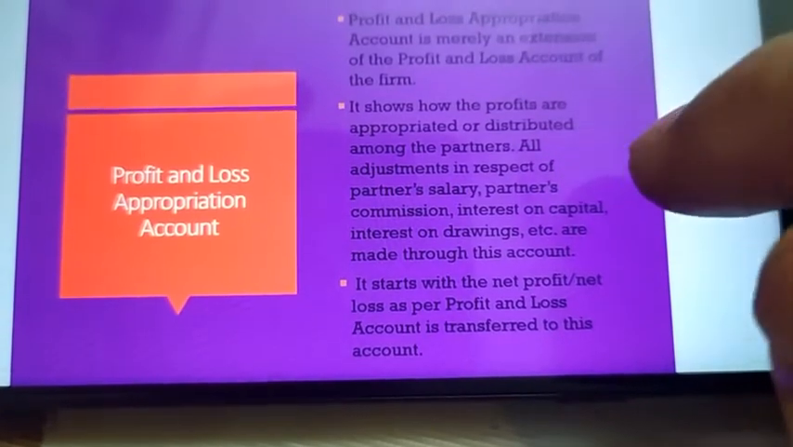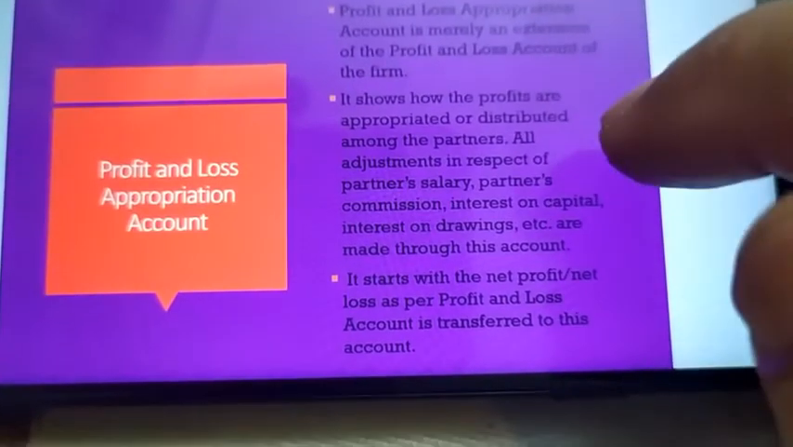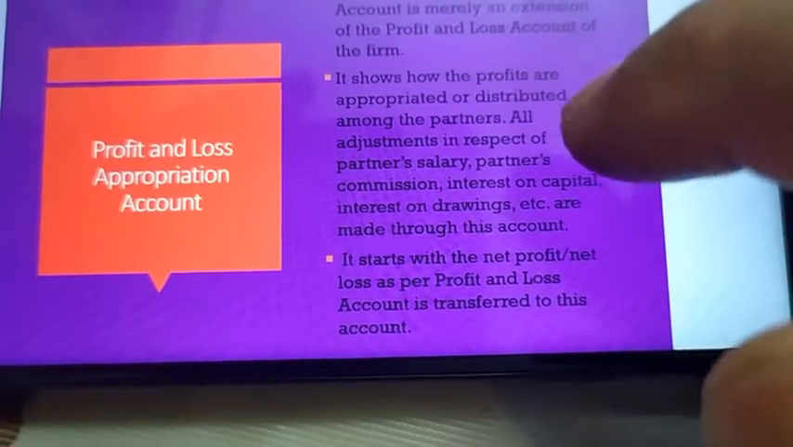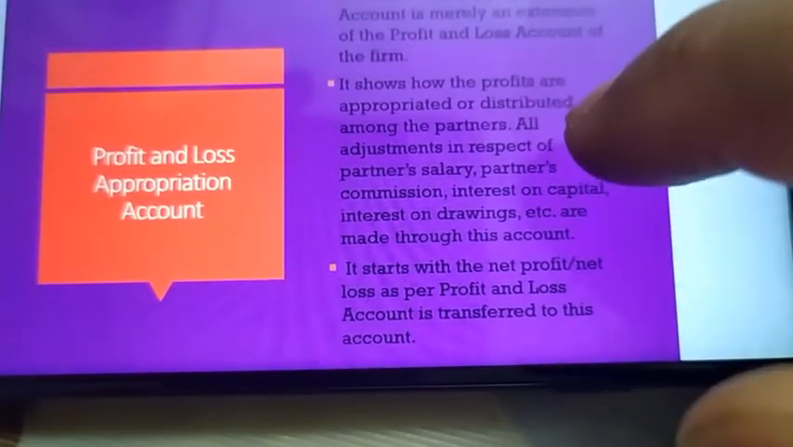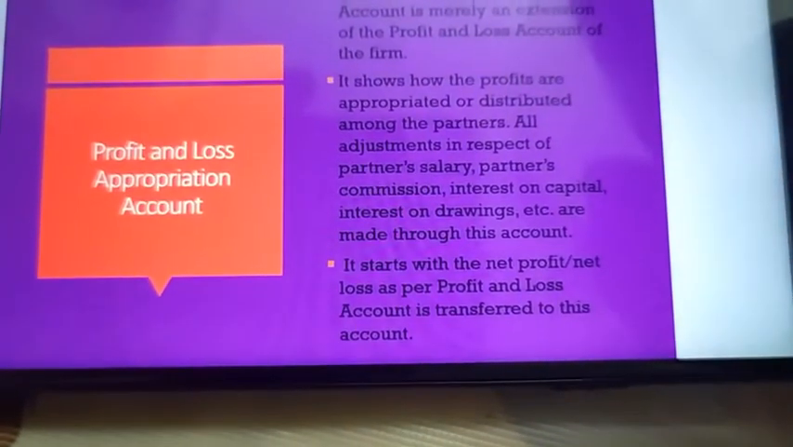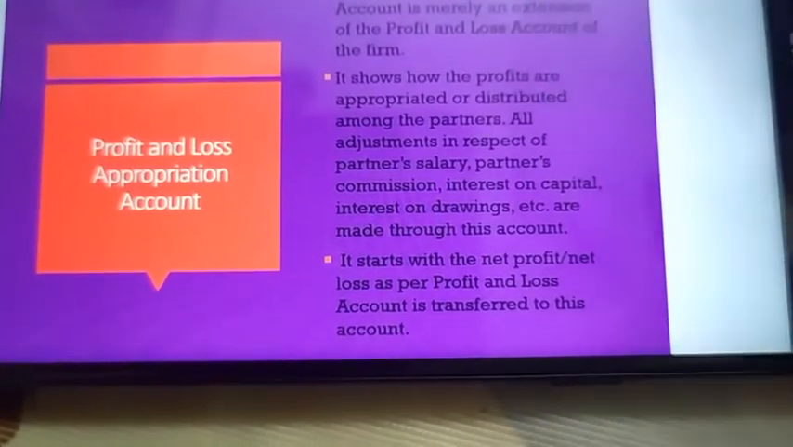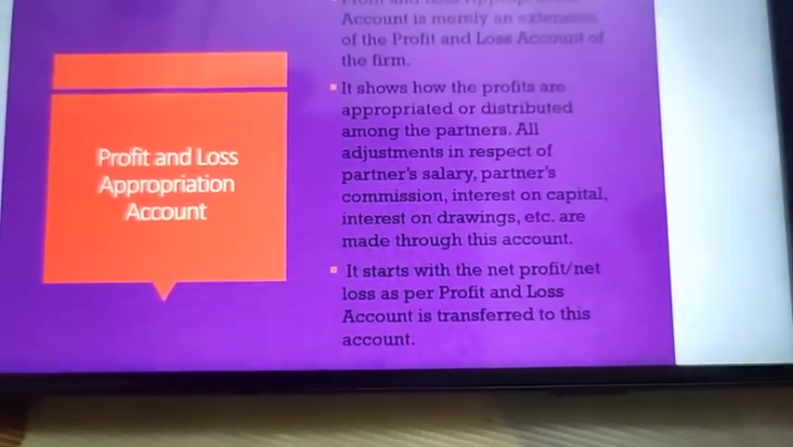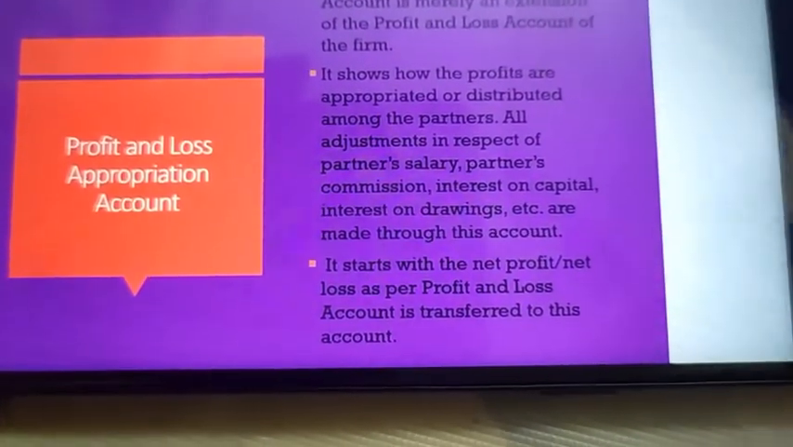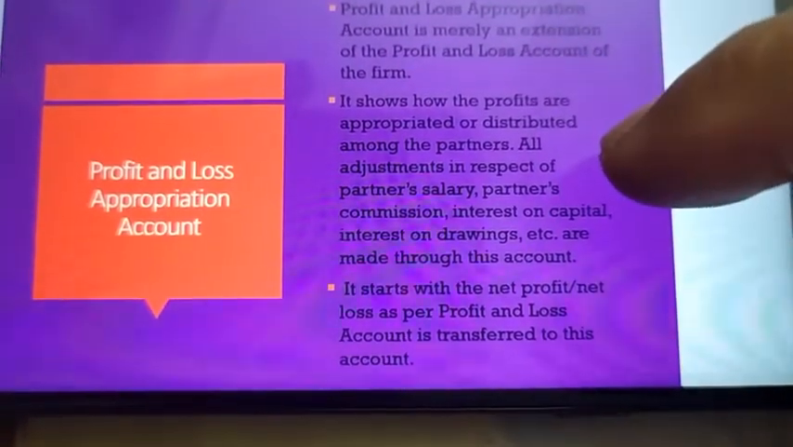So what are we showing in this profit and loss appropriation account for a partnership? Here all the adjustments relating to partners' salary, partners' commission, interest on capital and interest on drawings are to be made in this account. If any partner is given a salary or a commission or interest on their capital, all those must be charged to this account. Similarly, if a partner has to pay interest on their drawings, then that interest on drawings received from the partners has to be also taken in this appropriation account.